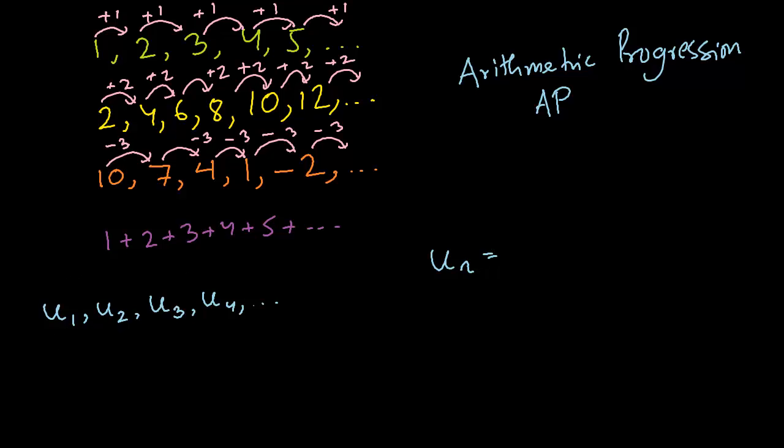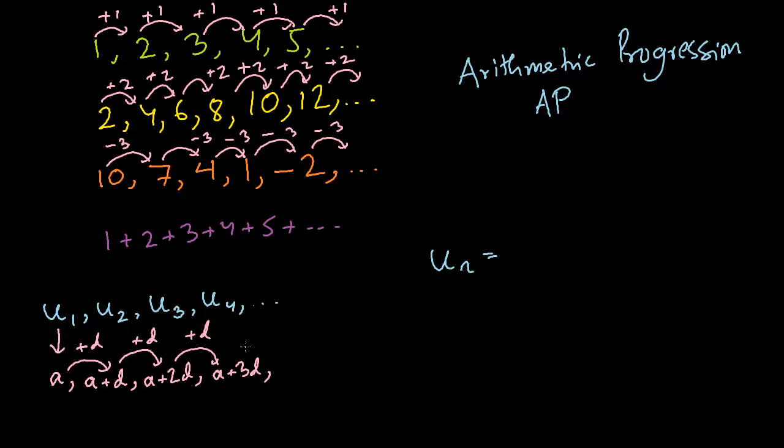For simplicity, let me call the first term A. For the next one, we add the same number, which I'll call D. The second term would be A plus D. Then if we again add the same number, the third term would be A plus 2D. Again, because in an arithmetic progression it keeps increasing or decreasing by the same amount, the fourth would be A plus 3D.